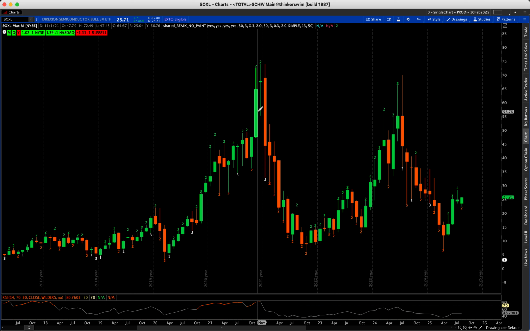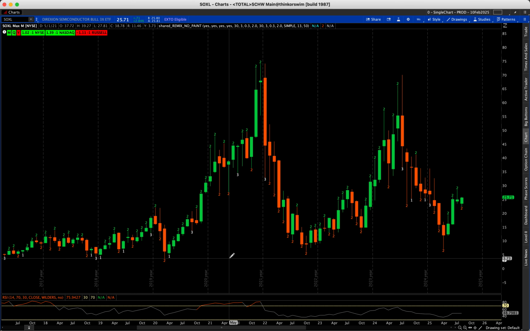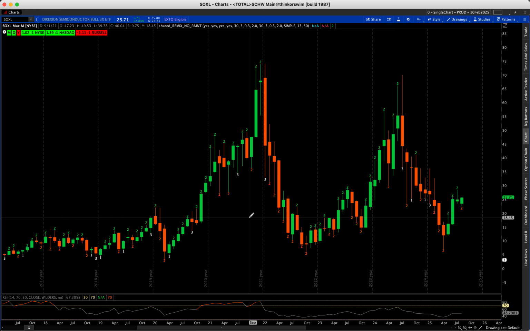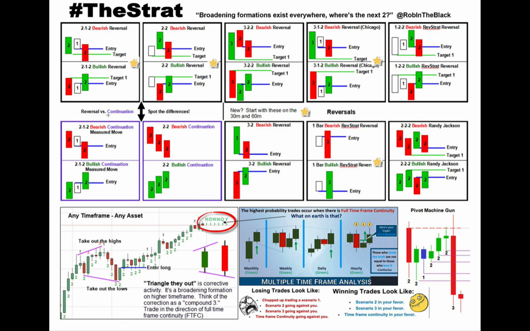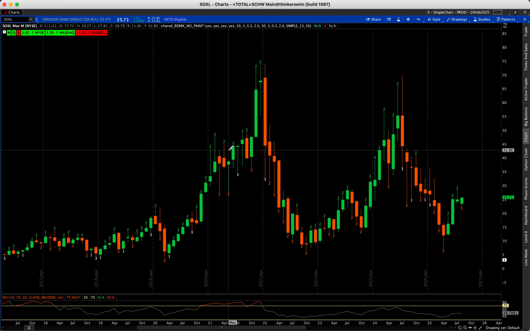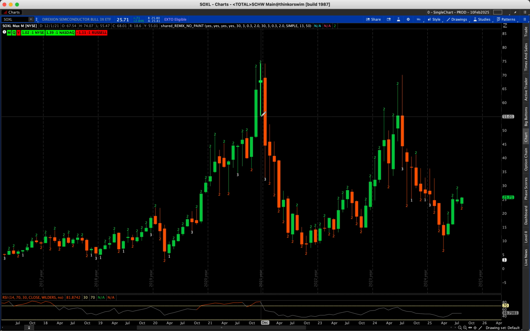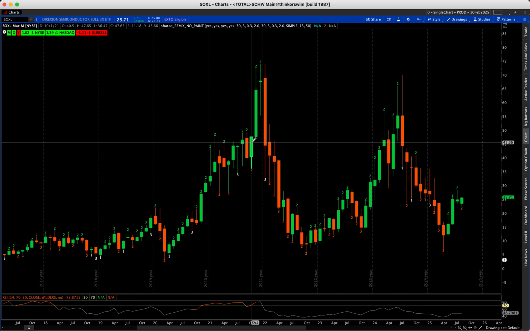Now, you may see these numbers 3 and 2. Here's a 1. Those are all, again, part of the STRAT. You can only have 3 types of candles on a chart, right? A 3 where the high goes above the previous candle's high and the low goes below the previous candle's low. A 2, which can be either a 2 up or a 2 down, right? That's where price action goes above or below the price action of the previous candle.